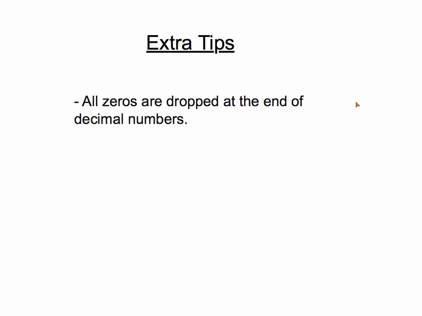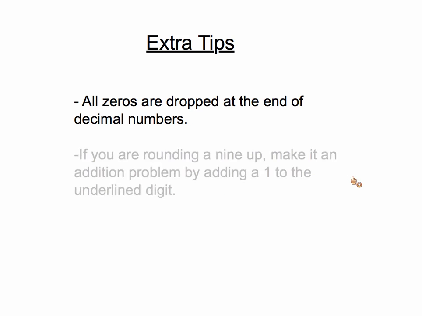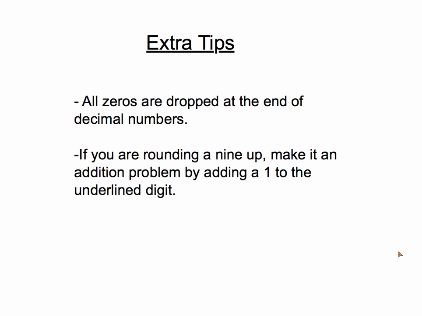Some extra tips for rounding. All zeros are dropped at the end of decimal numbers. Remember, it has to be at the end, and it has to be a decimal number. And if you're rounding a 9, you need to make it an addition problem by adding that 1 to the underlined digit. That will make for an easy way to round those complicated numbers that sometimes give us trouble.